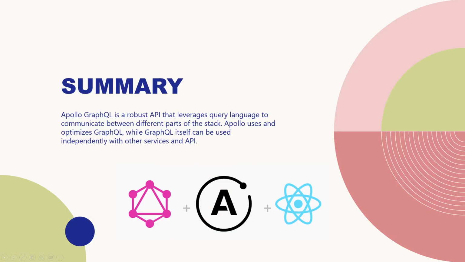So in summary, Apollo is a robust API that leverages the query language GraphQL to communicate between different parts of the stack. Apollo not only uses GraphQL, but through its Apollo engine, it could even optimize GraphQL. It just makes it easier to program with GraphQL. While GraphQL itself can be used independently with other services and APIs, it's very typical that people will use Apollo to program with GraphQL.